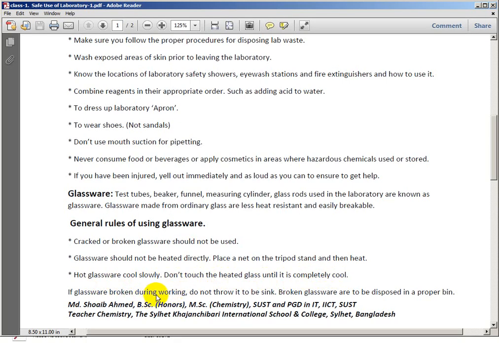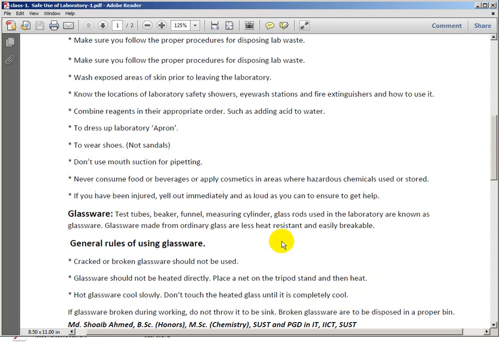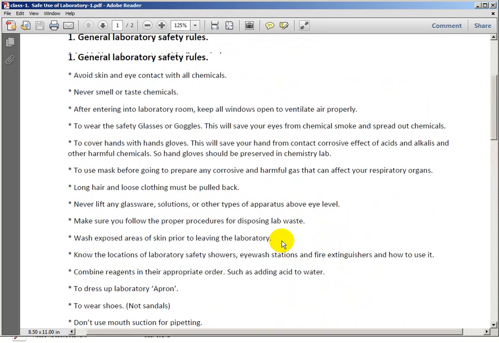If glassware breaks while working, don't throw it in the sink. Broken glassware is disposed of in a proper bin. I will give you another bin in which you will dispose of the broken glassware. So these are the safety measures of the chemistry laboratory.